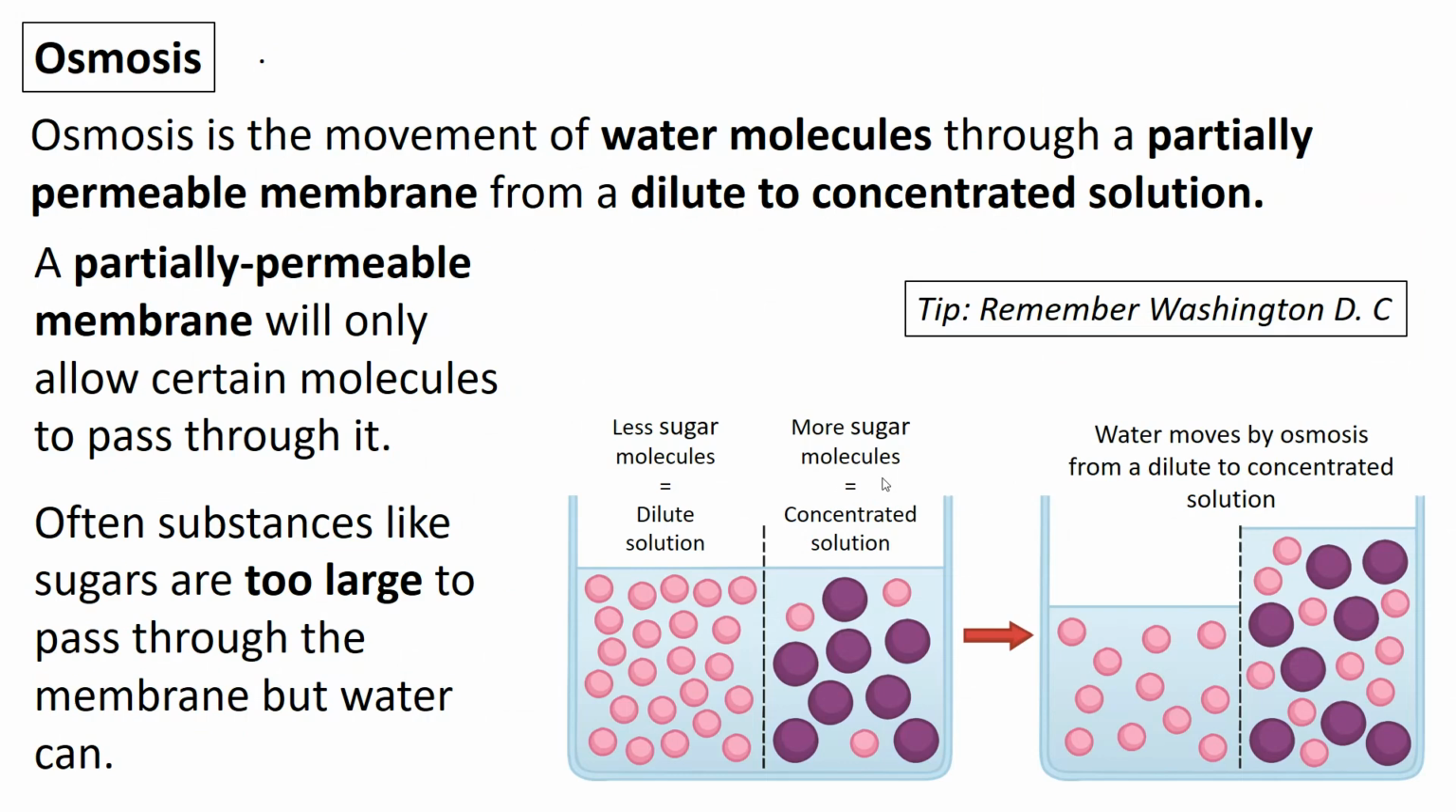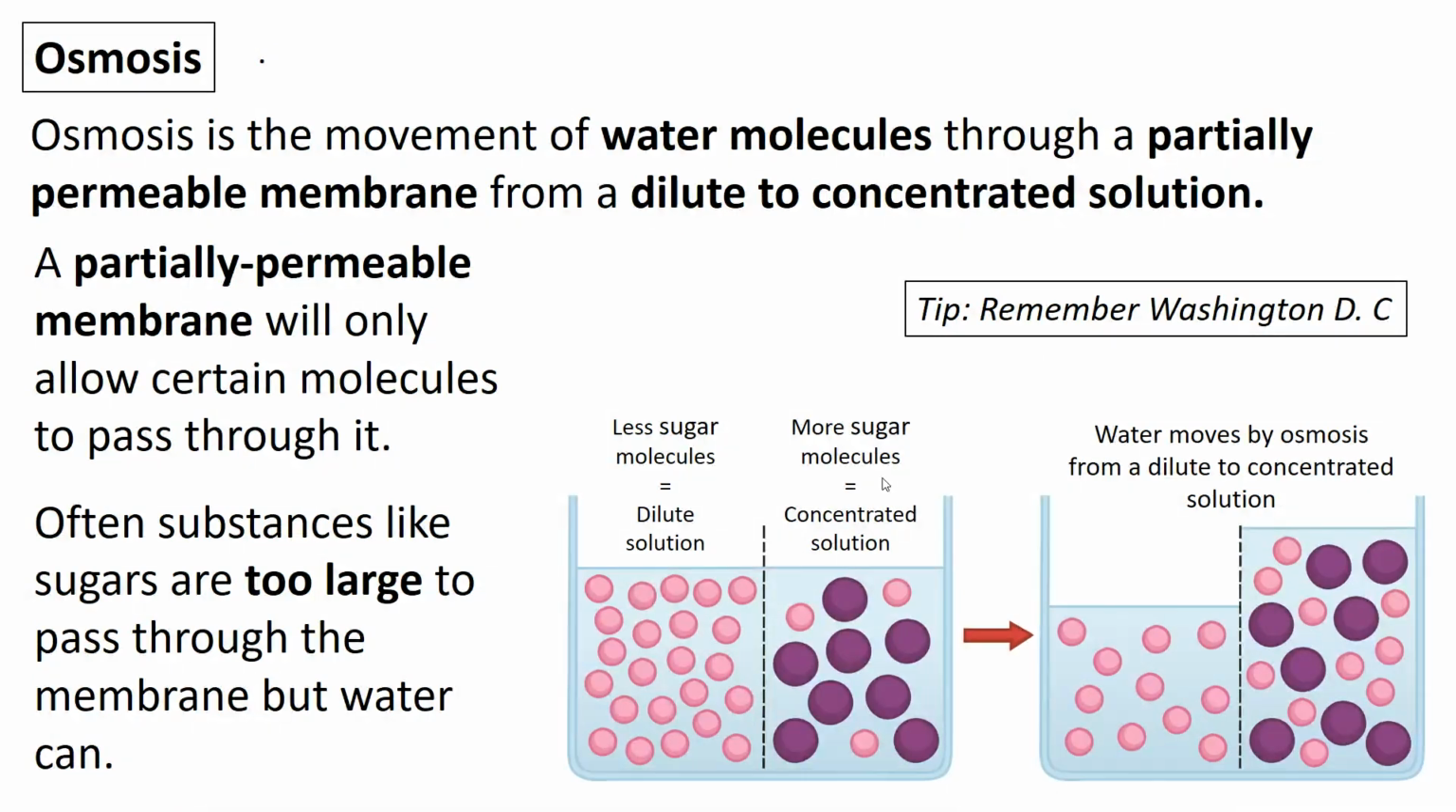And you do need to remember it like that rather than thinking about concentration of water molecules, because you can end up getting in a real pickle with the kind of words that you're using. So please learn the osmosis definition as the movement of water molecules through a partially permeable membrane from dilute to concentrated solution. A partially permeable membrane means it will only allow certain molecules to pass through it.